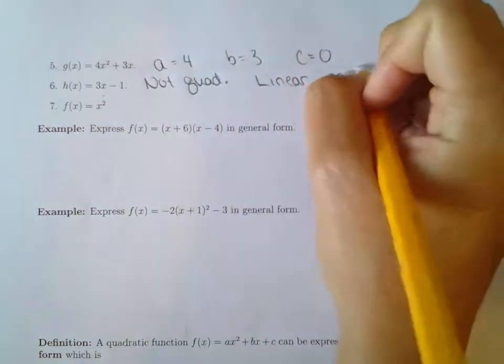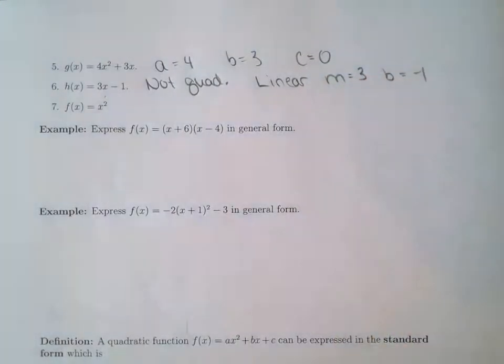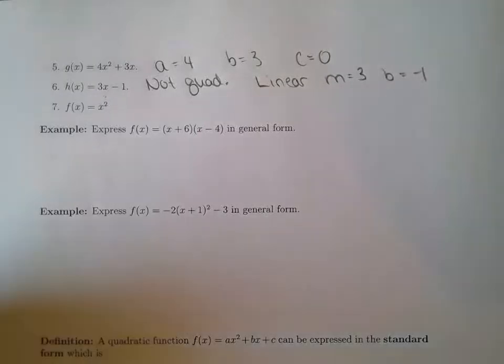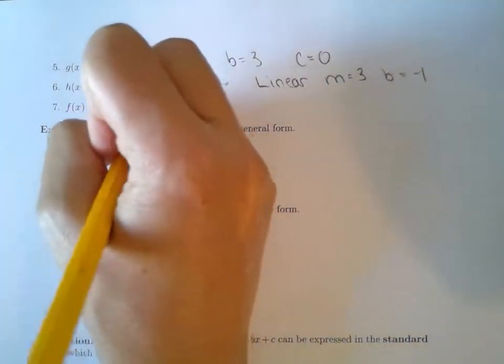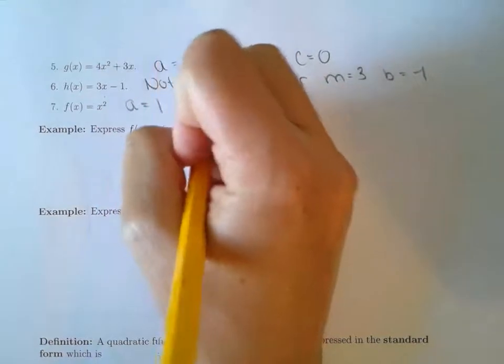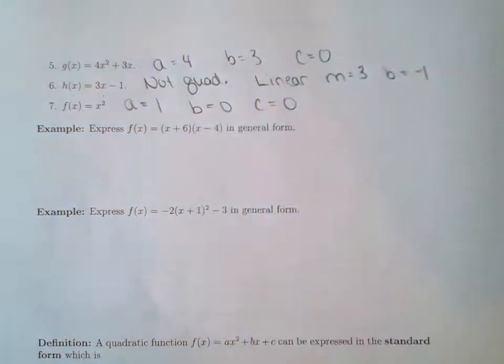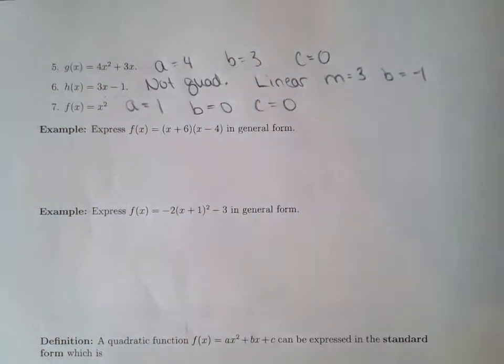M is 3, b is negative 1, and we could quickly graph that. We would graph 0, negative 1, then we'd go up 3 over 1 to get another point. Okay, number 7, we have f of x equals x squared. This is quadratic. A would be 1, the number in front of the x squared. B is 0, c is 0, since we don't have those.